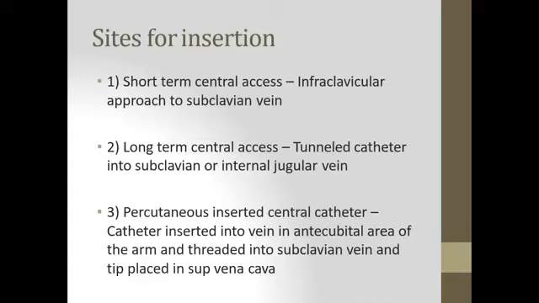These are the sites. If we need short-term central access, the infraclavicular approach to the subclavian vein is better, but if long-term central access is needed, then a tunneled catheter into the subclavian or internal jugular vein is favorable, because these have fewer complications.